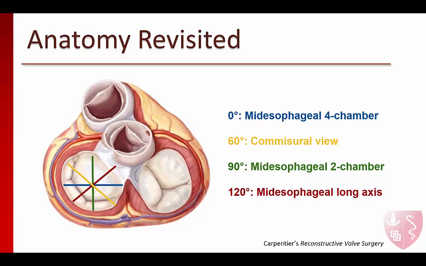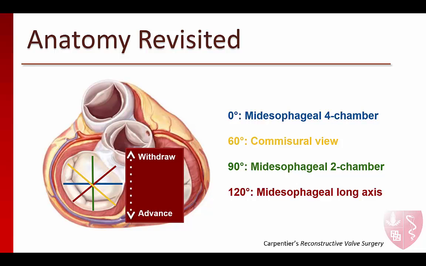This picture illustrates the cross-section of the valve obtained in each of the four most common views used to evaluate the mitral valve. Remember that TEE is dynamic, and you can't always reliably tell which part of the mitral valve you're looking at solely from knowing which view you're in. For example, while in the mid-esophageal four-chamber view, withdrawing the probe will show you A1 and A2, while advancing the probe will show you the more posterior aspects of both the anterior and posterior leaflets.